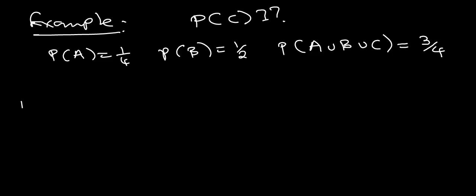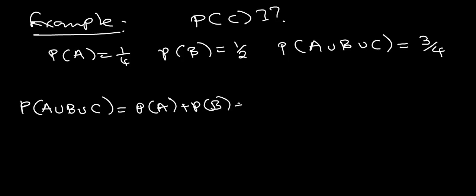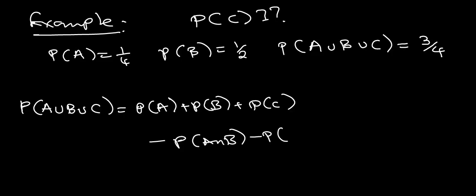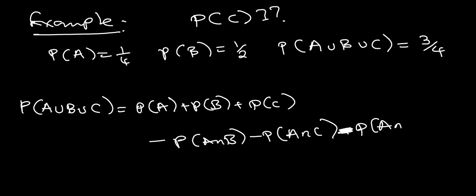Let's get this. So we'll say the probability of A union B union C is equal to the probability of A plus the probability of B plus the probability of C minus the probability of A intersection B minus the probability of A intersection C minus the probability of B intersection C, then plus, is it here supposed to be minus? This is a minus as well.